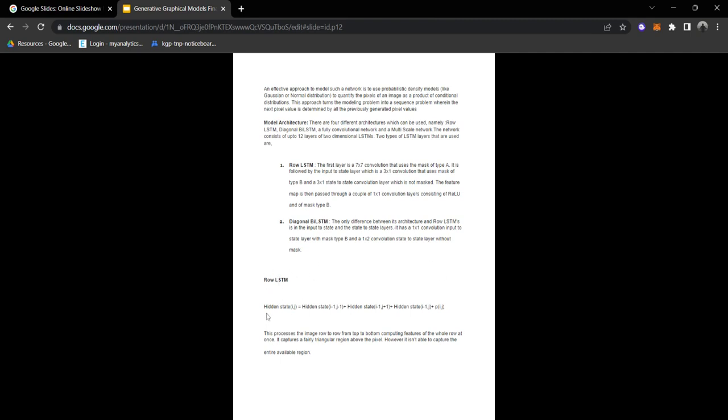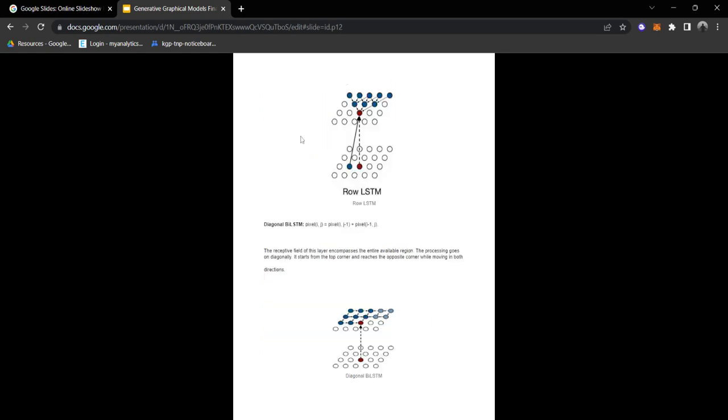Now, in the row LSTM, the hidden state at ij is dependent on the previous row's j minus 1th column, j plus 1th column, and jth column. This processes the image row by row from top to bottom, computing features of the whole row at once. It captures a fairly triangular region above the pixel. As we discussed, the hidden state at the ith row depends on the columns j minus 1, j plus 1, and j of the previous row. Hence, it is able to capture a triangular region. Now, this is the pictorial representation of row LSTM.